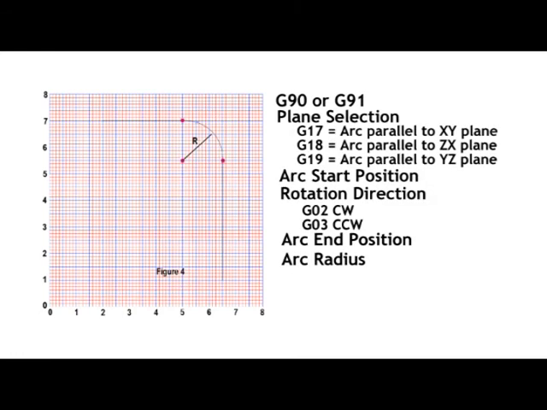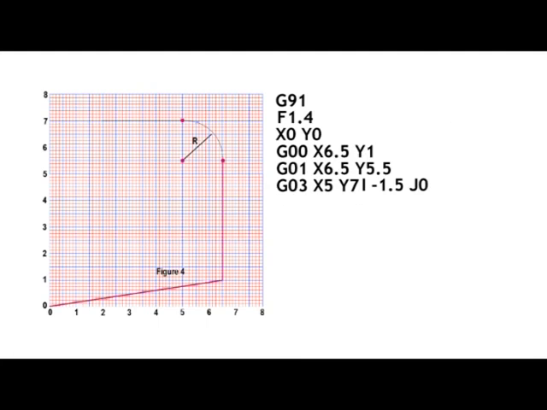Using the radius method, starting at X0, Y0, it will show us as this: G0, X6.5, Y1 for rapid transit to begin the cut, G01, X6.5, Y5.5 for the end of the line of cut and the start of the arc, G03, X5, Y7, R1.5 for the end of the arc with a 1.5 inch radius, G01, X2, Y7 to finish the cut.